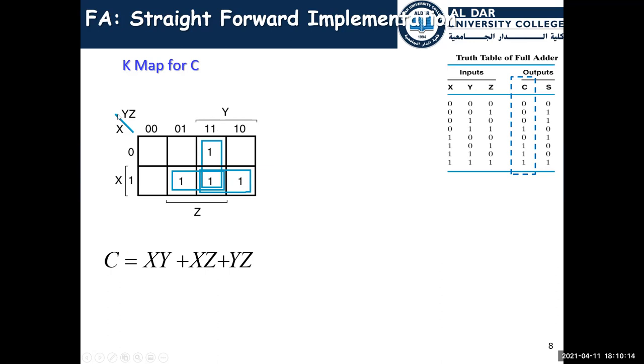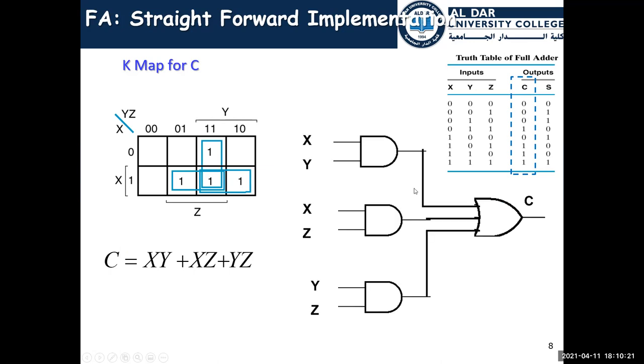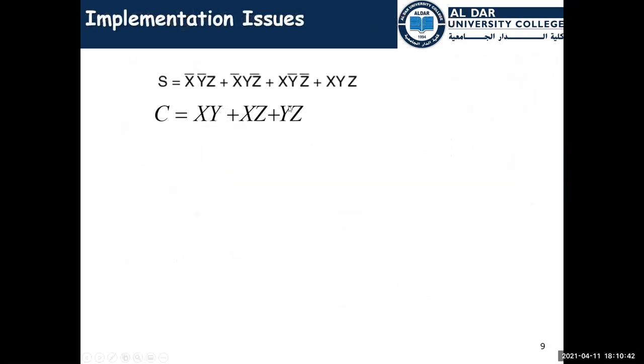We can exclude Z, so this is XY, which is XY. This is the simple implementation of both circuits. If you see, we have an AND, as I told you before, it's just an AND, and the previous one is XOR. But here we have three XOR and three AND gates and one OR gate. And this implementation is the simplification after the Karnaugh map.